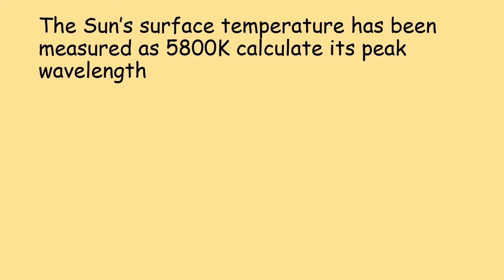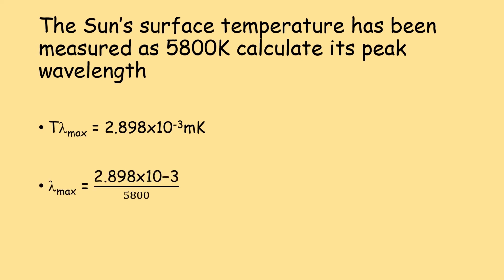Alright, so question 2, part A. The sun's surface temperature is measured as about 5,800 Kelvin. Calculate its peak wavelength. And this is simple. We just use Wien's law, and we use the Wien constant, which is 2.898 times 10 to the minus 3. And that's the temperature multiplied by the peak wavelength. So now we simply divide Wien's constant by the temperature. And then we can calculate the peak wavelength. In this case, the peak wavelength is 500 nanometers.